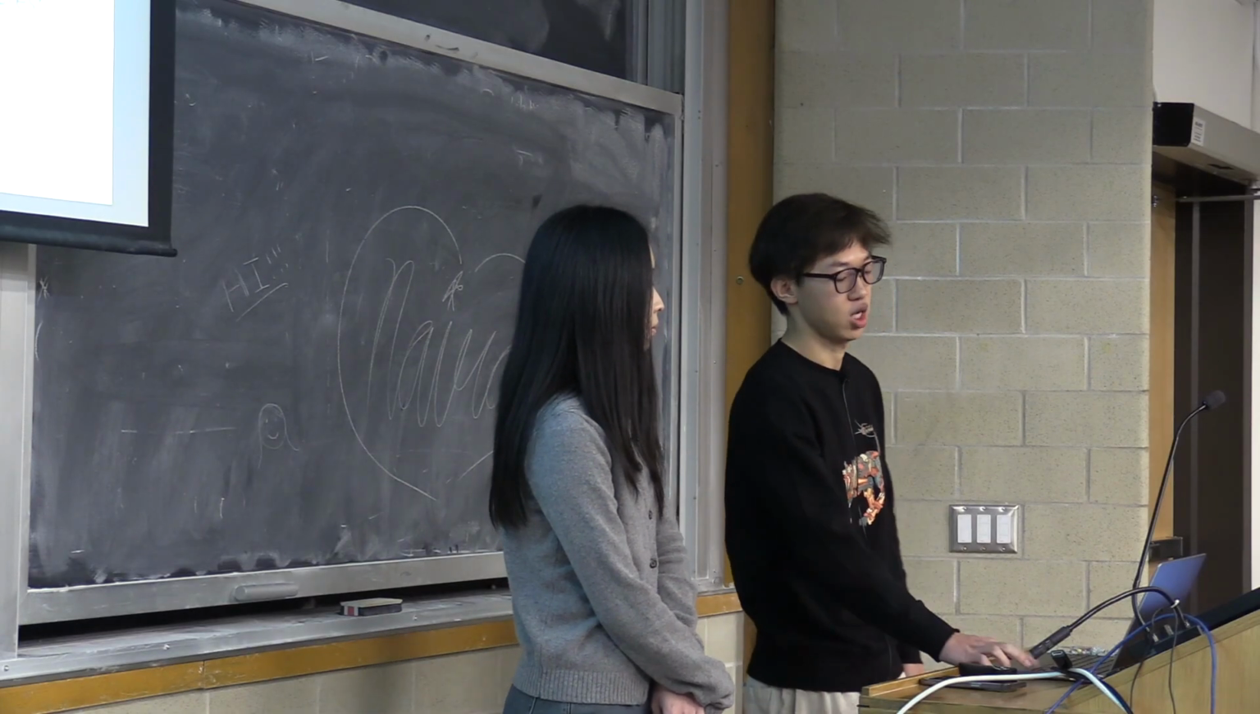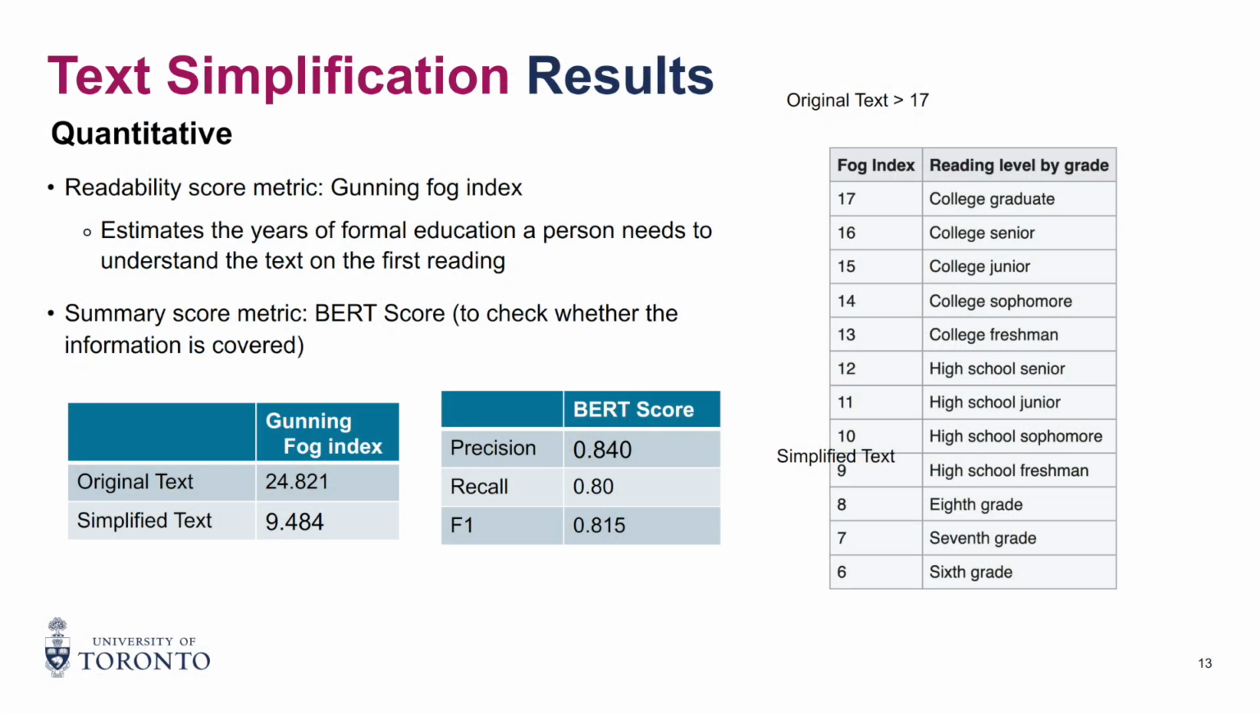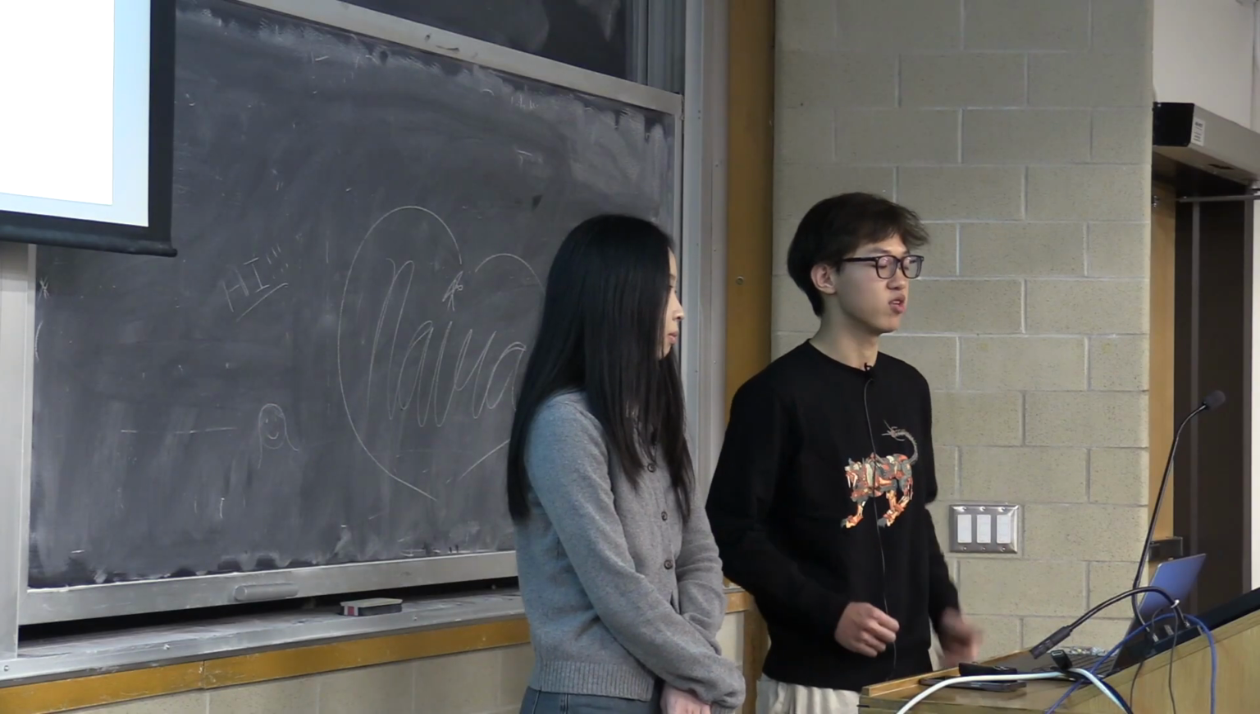The GPT-4 does not. We use the Gunning Fog index to measure the readability of the simplified text. The original text scored 24, which requires more than a college graduate to understand. In contrast, the simplified text scored only 9, so a high school freshman can understand it. Also, the simplified text achieved a really high BERT score, indicating that it covers most of the information from the original text.